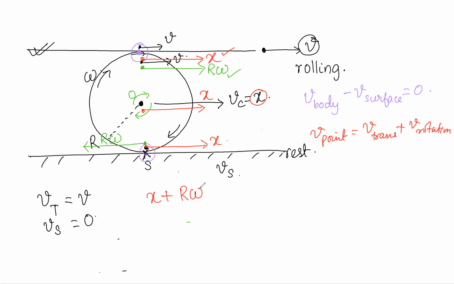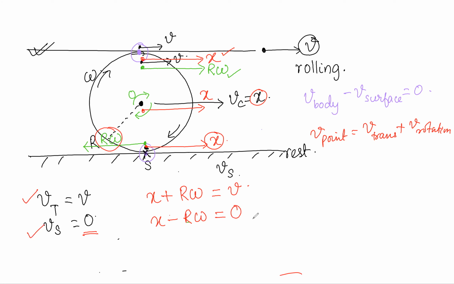So because of translation its speed is x, and because of rotation its speed is r omega. So the sum of these two should be equal to v. That's because the velocity of the top point is v. Now at the bottom point, the velocity of the bottom point is 0. So what do we have? We have x in the forward direction, but we have r omega in the backward direction. So x minus r omega should be equal to 0. That is because the velocity of the bottom point is 0.